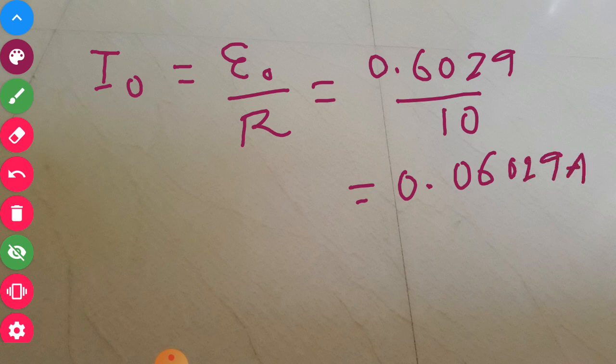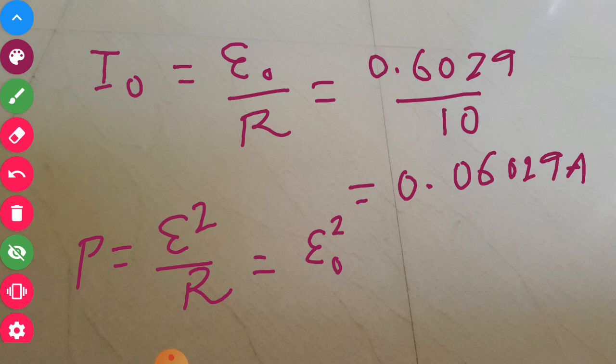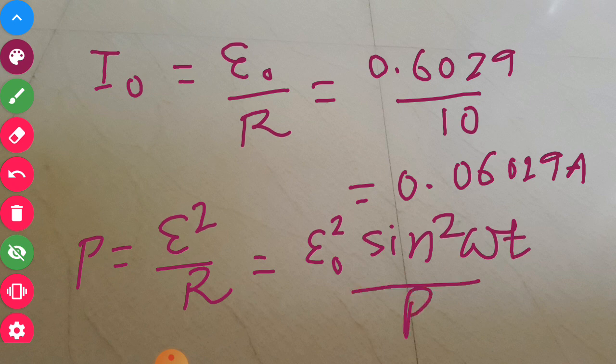0.06029 ampere current will be flowing. Then if you want to find the instantaneous power, it is E square upon R. The value E is nothing but E0 sin omega t. So this much you have to write first of all: P is equal to E square upon R, and E is nothing but E0 sin omega t, square of it, so it becomes E0 square sin square omega t upon R.